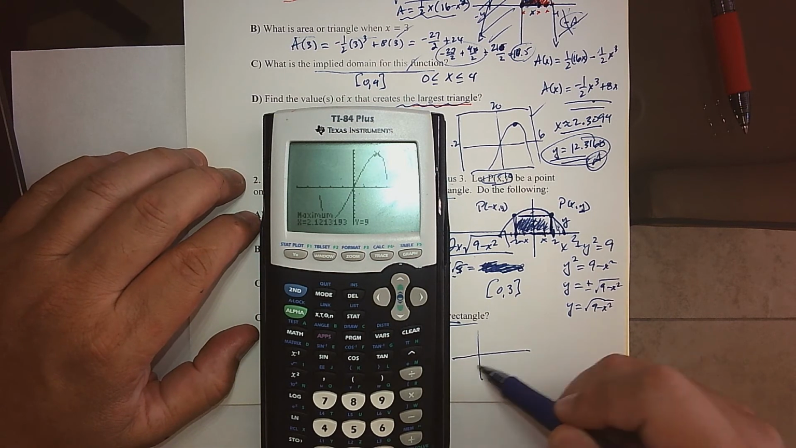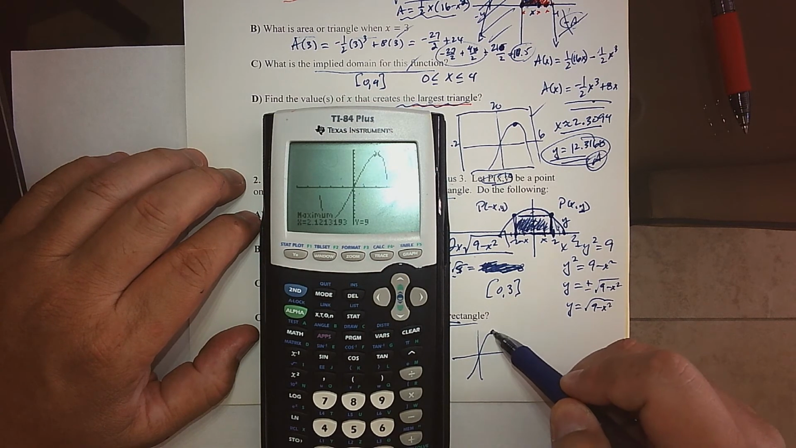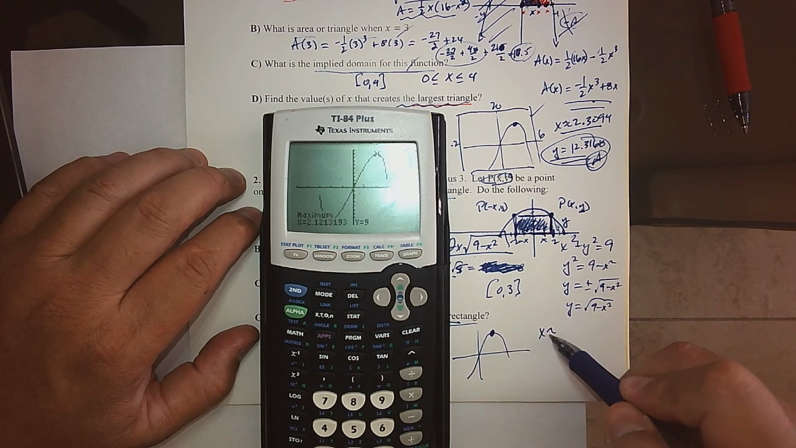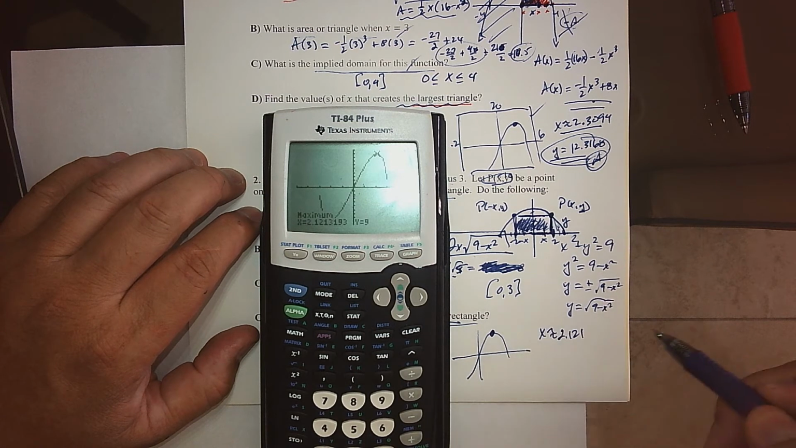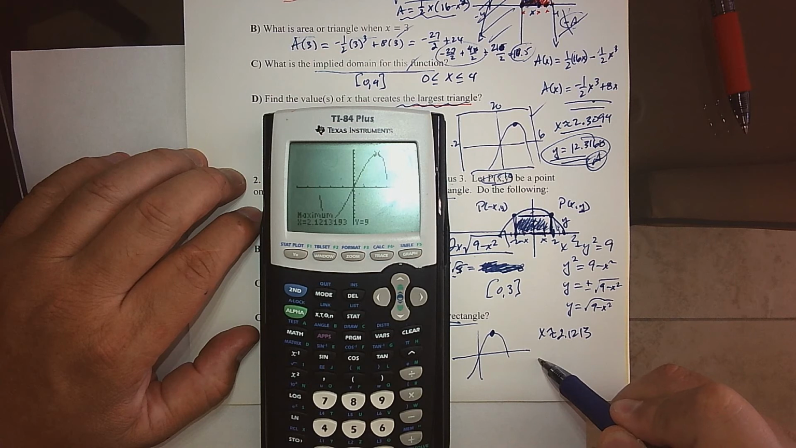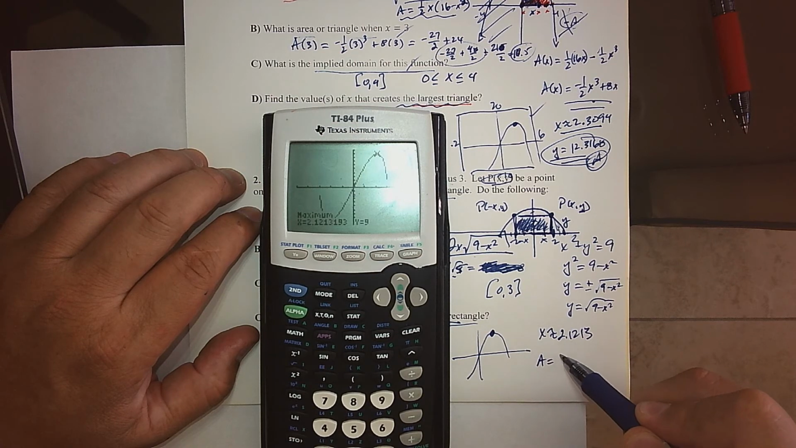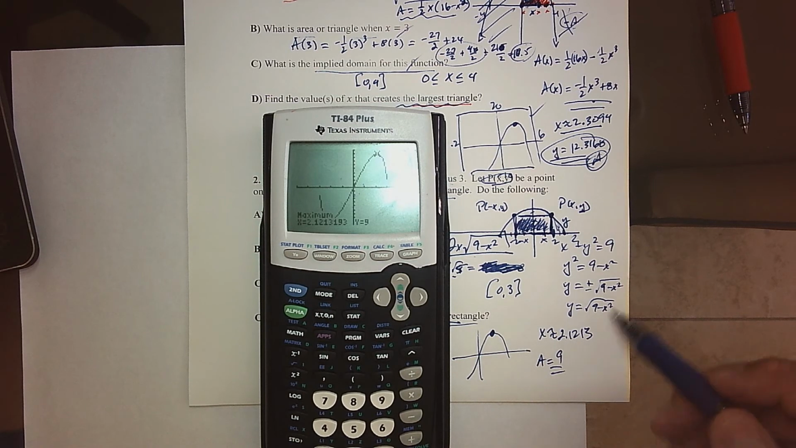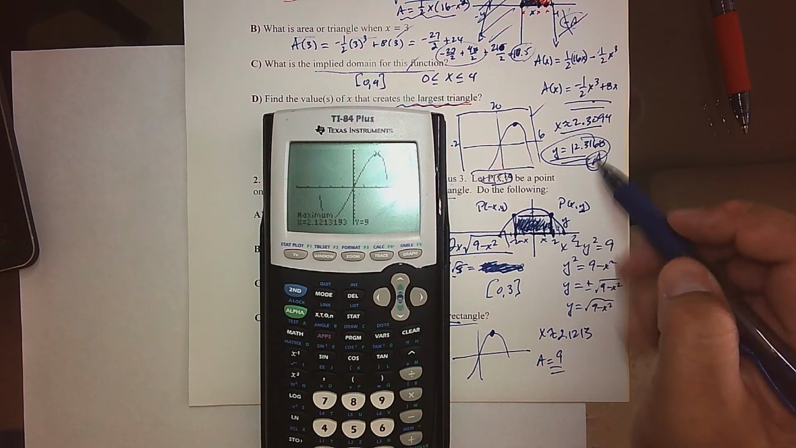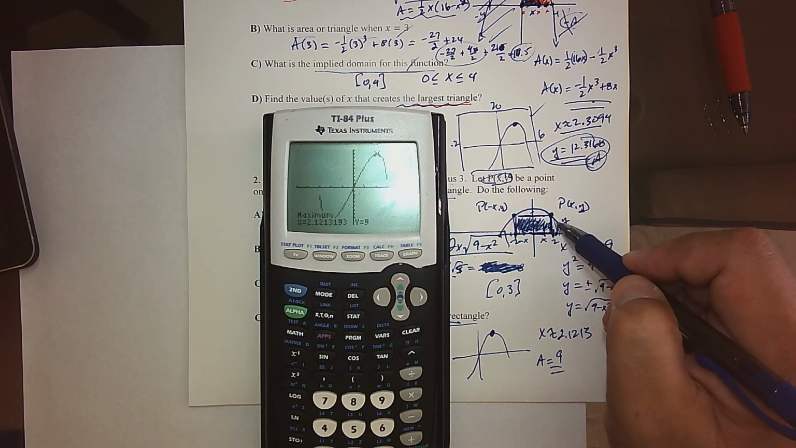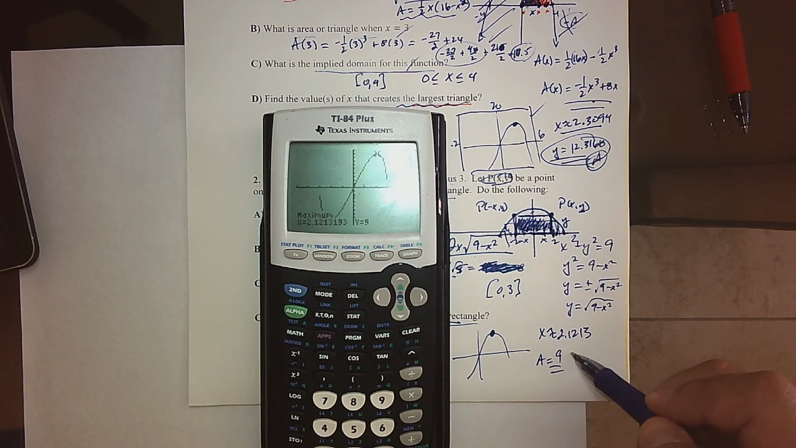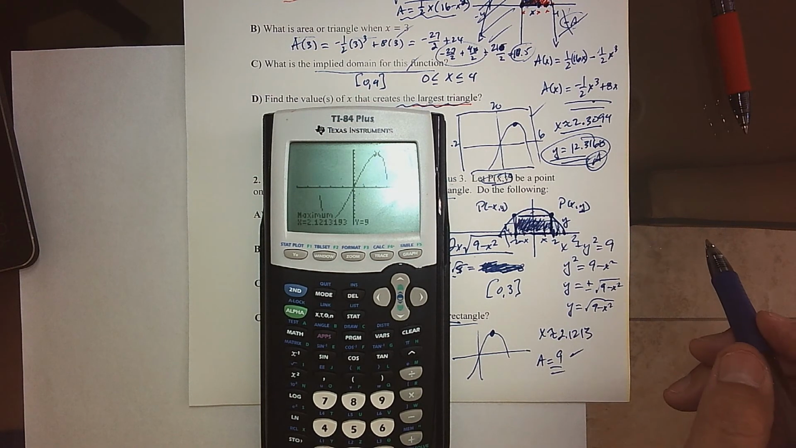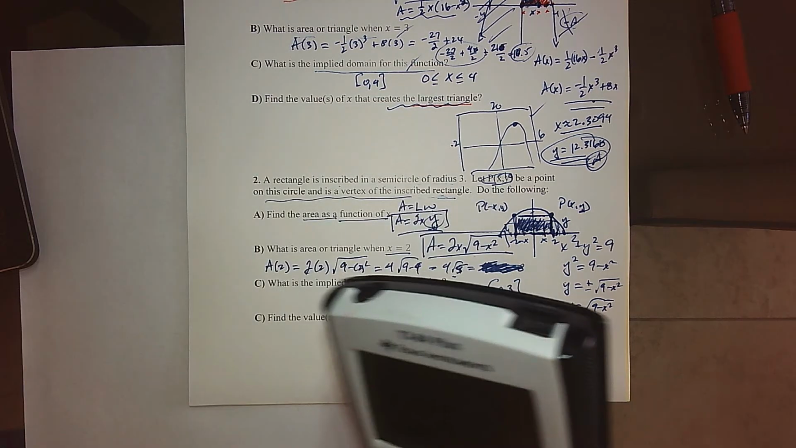So picture-wise, we're looking at something like this, and the point we find is x is roughly 2.1213, and the area, that's what the y represents in this, is equal to 9. So if we go just past 2 here, the area of that rectangle will be 9, and that's the largest area that we can find of a rectangle given those conditions. So pretty unique that it's a nice perfect number there.